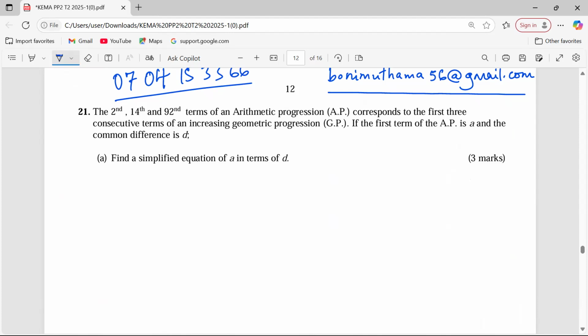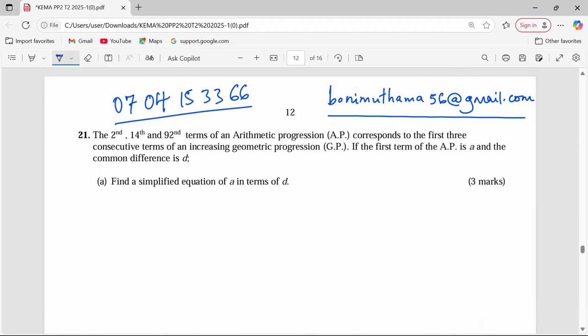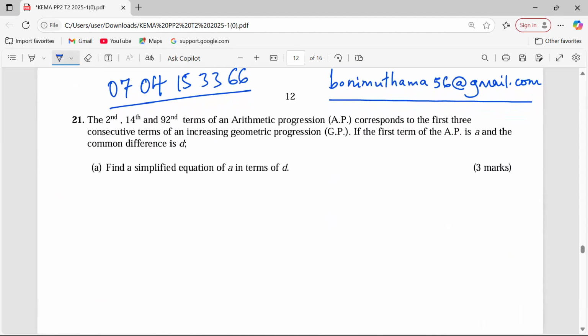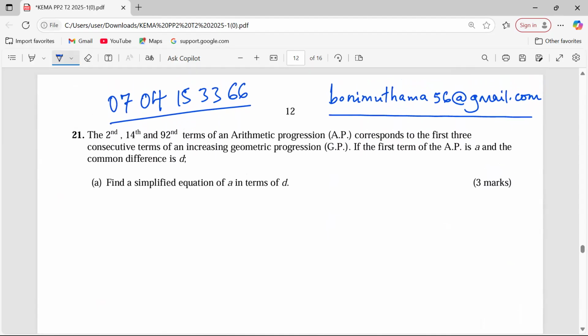That one is very specific. So you don't just form any equation and leave it the way you want. You are supposed to have the equation of A in terms of D. Now let's proceed. Let's proceed in part A, sorry.